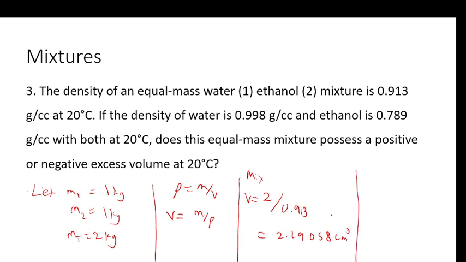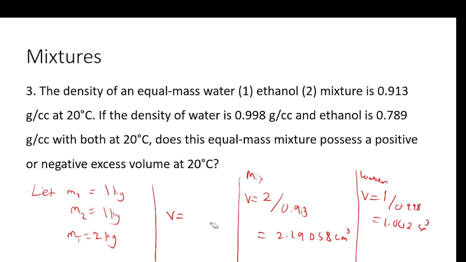That's for the mixture. Then for each of them, so for water, the volume is going to be the mass, that's the 1, over its density, that's 0.998. So that's going to give me 1.002 cm cube.